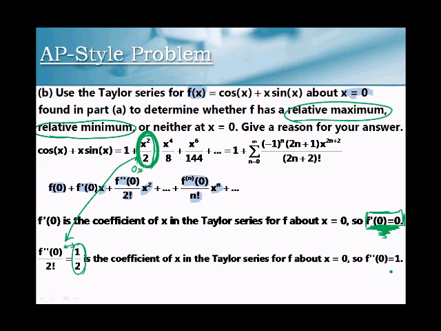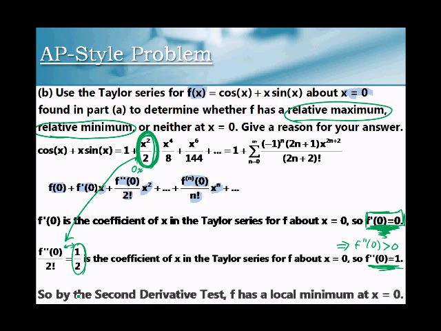That implies that f double prime of 0 equals 1, which tells us that f double prime of 0 is positive. And so since we're concave up there, that's going to imply that at 0 we have a local minimum. So kind of a neat application of Taylor series to determine whether we have a relative maximum or minimum at a point. And in this case, it's a local minimum.